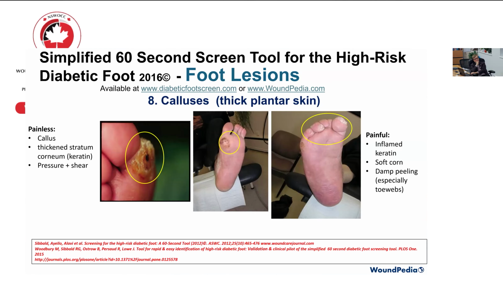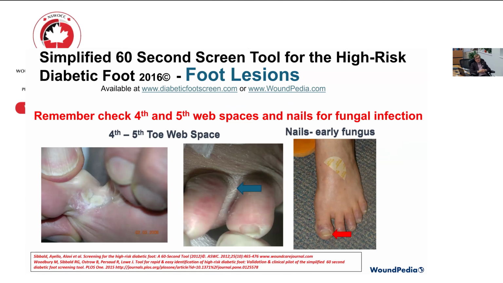You can have soft corns between the toes, which are, if you like, in a way, a type of callus. And you have to watch for damp and peeling skin, especially in the toe webs. Looking in the fourth and fifth toe web is often very useful. I'll come back to that later. Next one. Remember to check those fourth and fifth web spaces.